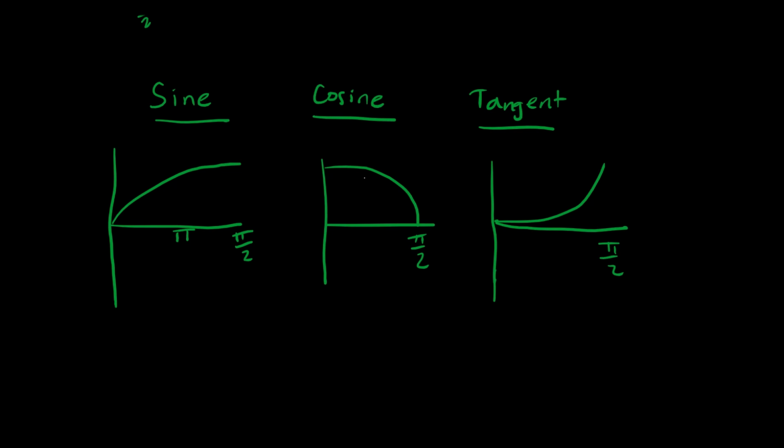Then pi by 3 will be somewhere over here, and pi by 6 will be here, which means these points are the ones we are looking at. And just like that, looking at all these points, pi by 3, pi by 4, and pi by 6.